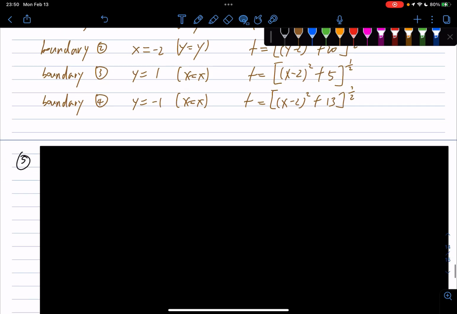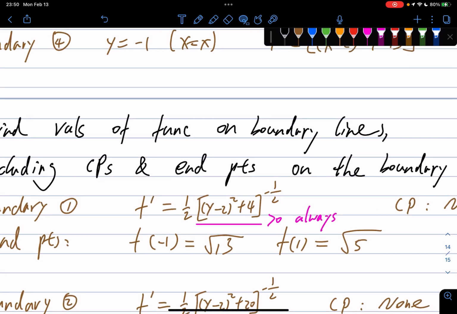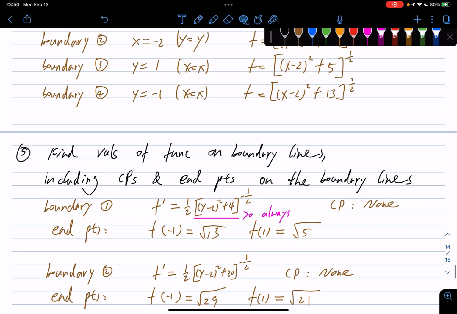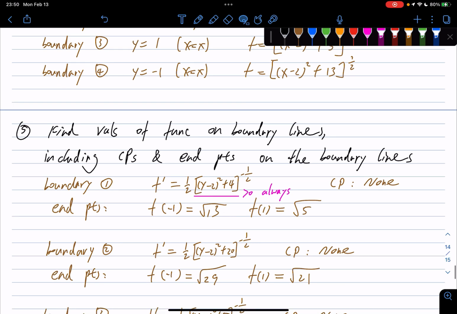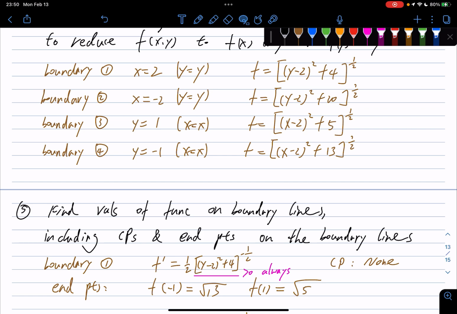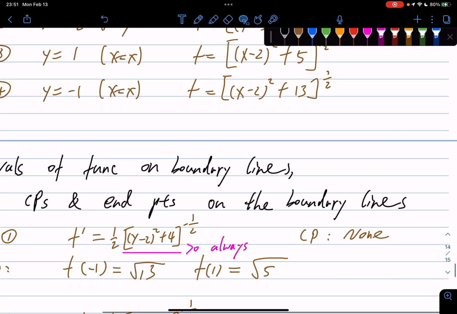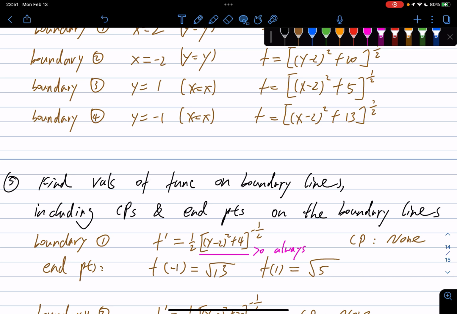And then step 5, we're going to find the values of the function on the boundary lines, particularly at the critical points and the endpoints on the boundary lines. Because the expressions of these terms are similar, I'm going to use just one boundary curve as an example. What I'm trying to do here is find the critical points. A critical point occurs where the first derivative equals 0 for a single variable function. But if you look at this expression, it is always greater than 0. So there's no critical point because the first derivative is never 0 or undefined. So we have to evaluate the function at the endpoints.